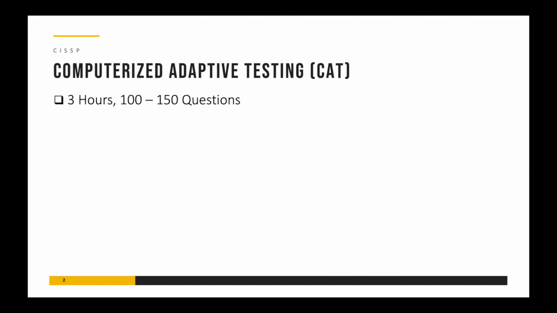So you'll have 3 hours and you'll be answering somewhere between 100 to 150 questions. The exam is going to stop once the scoring engine has precisely determined your skill level. Now you're graded on the difficulty of questions that you answer. This is quite different from the linear exam in which every question had equal weight. So in the CAT exam, you'll be graded on the difficulty of questions you answer. The more difficult a question that you answer, the more points you'll score.